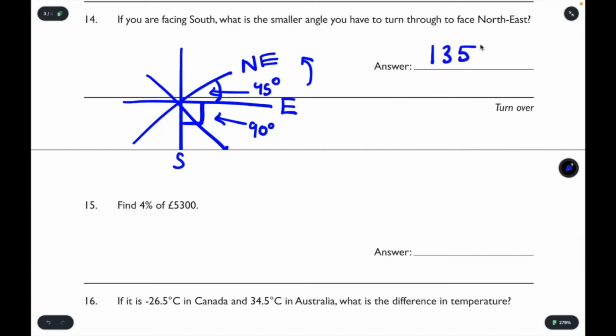degrees. The reason why I went anti-clockwise here from south to northeast is because it says if you are facing south, what is the smaller angle you have to turn through to face northeast? Because a clock goes clockwise, it might seem natural to think, okay, we're at south, now let's keep going around to northeast. But actually, that angle is the big reflex angle, and that's not the one that we want when they asked for the smaller angle. That's why we went anti-clockwise.